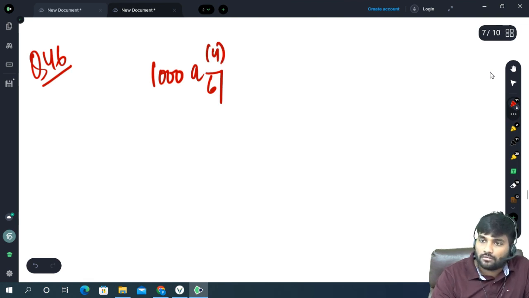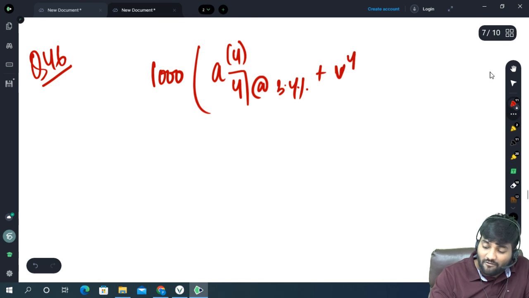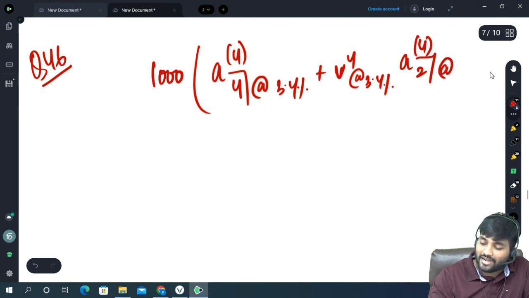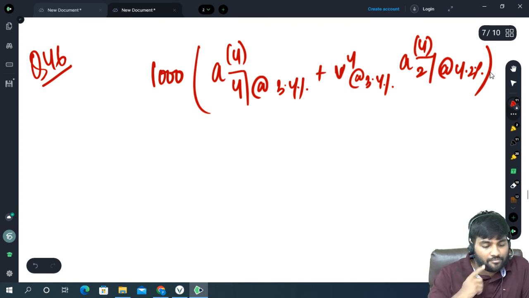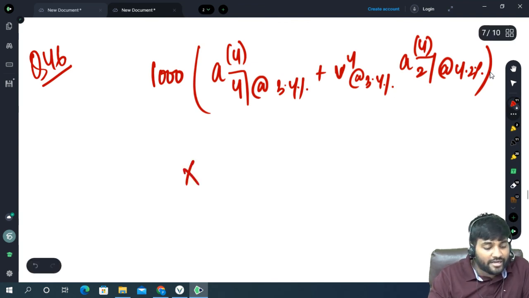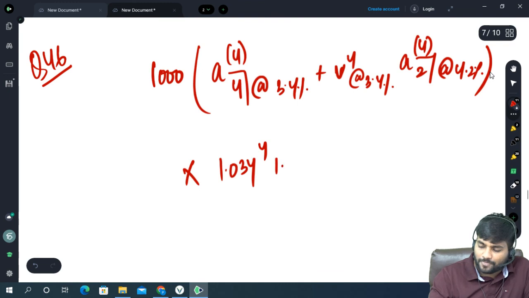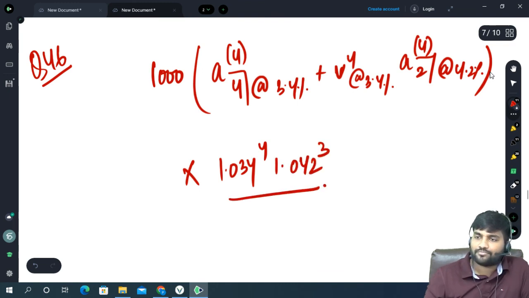So 1000 A 6 4, wrong. 1000 A 4 4 at the rate 3.4% plus V to the power 4 at the rate 3.4%, A 4 2 at the rate 4.2%. Okay, solve it, and then for the next part we'll do into seven years. So 1.034 to the power 4, 1.042 to the power 3. Solve it.